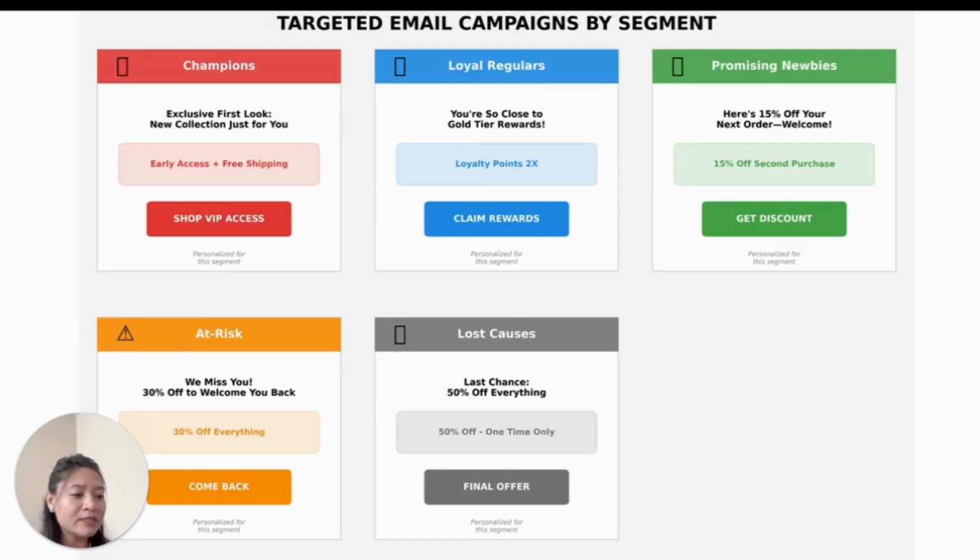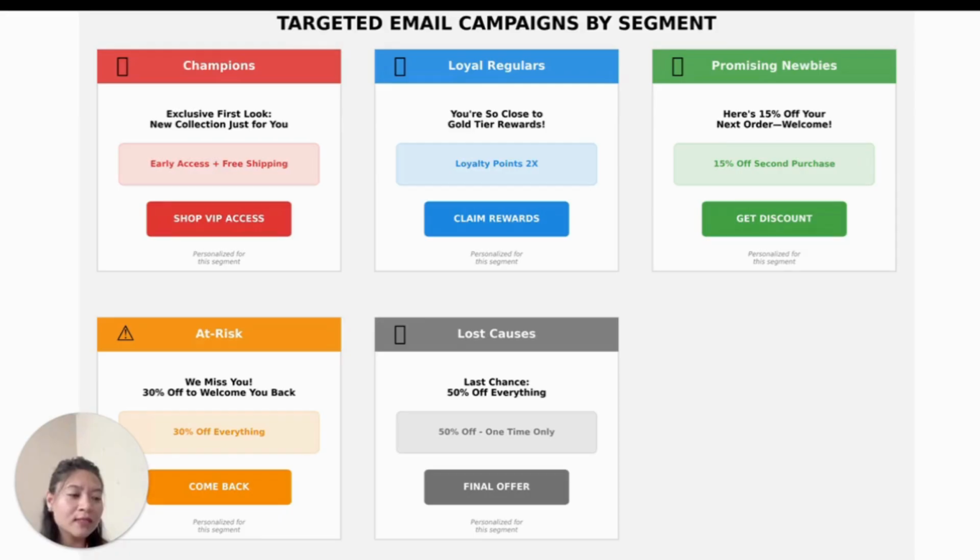Goal would be increase purchase frequency. For promising newbies, email subject would be here's 15% off on your next order. Welcome to the family. Include educational content about products, customer success stories, and the goal would be convert to regular customers. For at risk, email subject would be we miss you. Here's 30% off to welcome you back, acknowledge absence, create urgency with a limited time offer. Goal would be re-engage before they are gone forever.